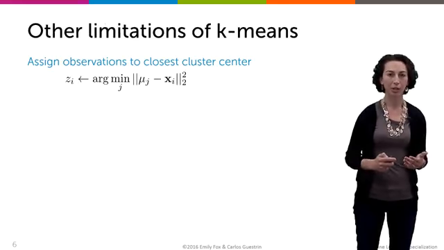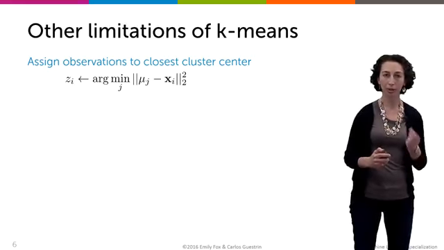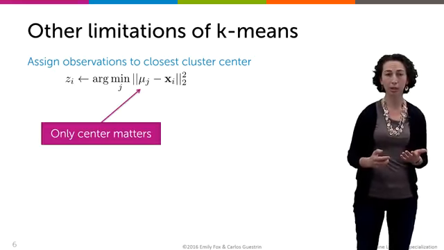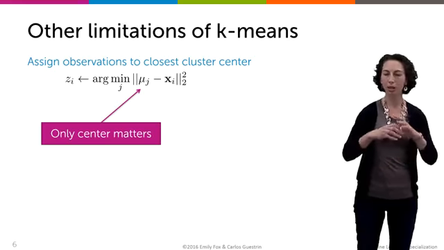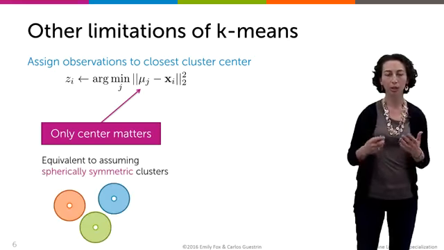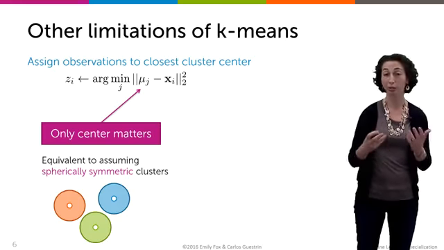And there are other limitations to k-means as well. So remember that when k-means goes to do an assignment of a data point to a cluster, it takes into consideration the cluster centers. So what that means is it's taking nothing about the cluster shape into account. So you can think of this as being equivalent to assuming that the clusters all have these spherically symmetric shapes to them, and they're all equal size spheres.